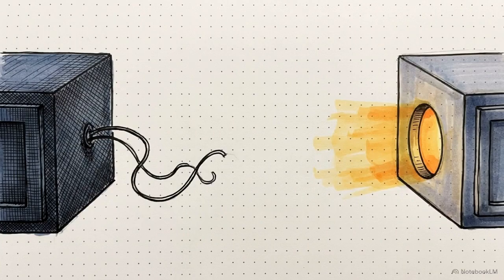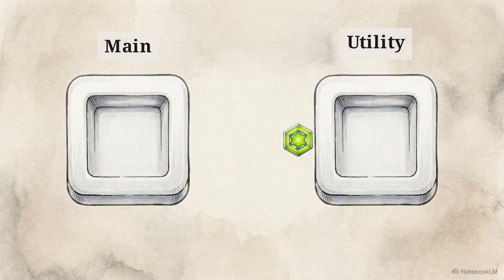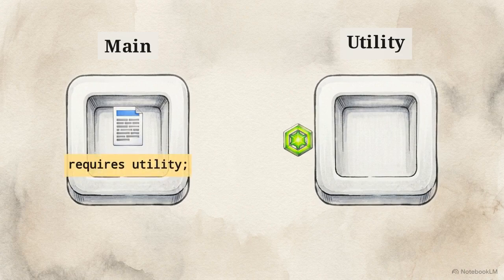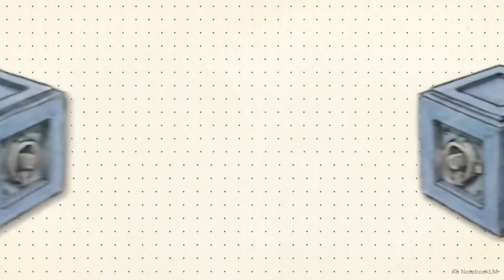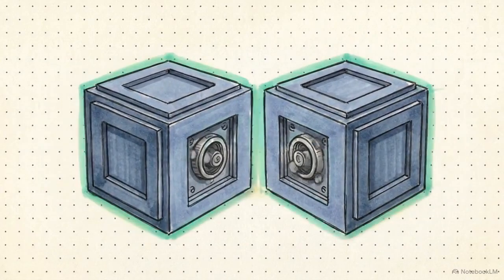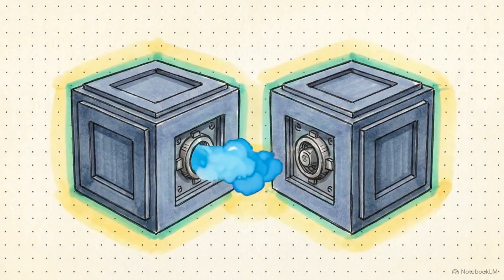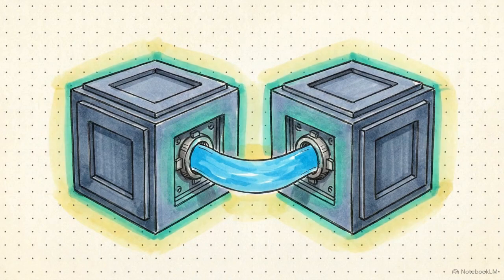For a main application module to access those exported tools, it must take an active step. Access is never automatic. The main module must declare its need using a requires directive. This acts as a formal contract, locking in a connection between the two modules. The result is a balanced system. A module controls what it shares via exports and defines what it needs via requires.